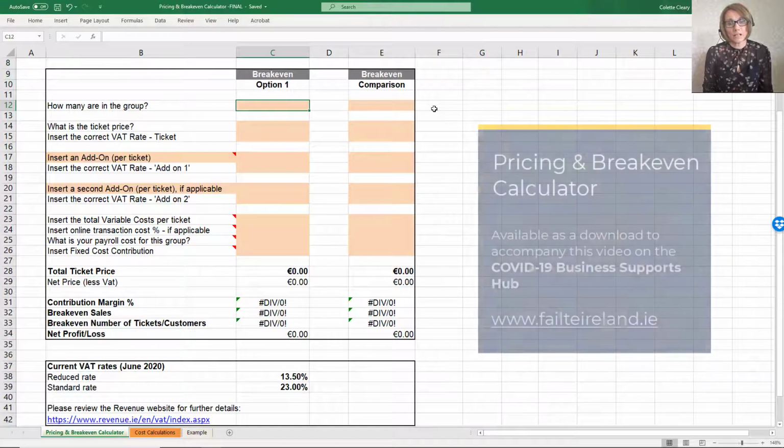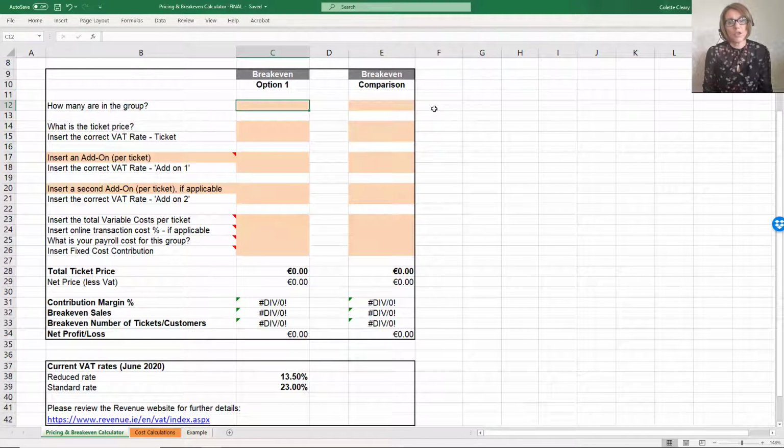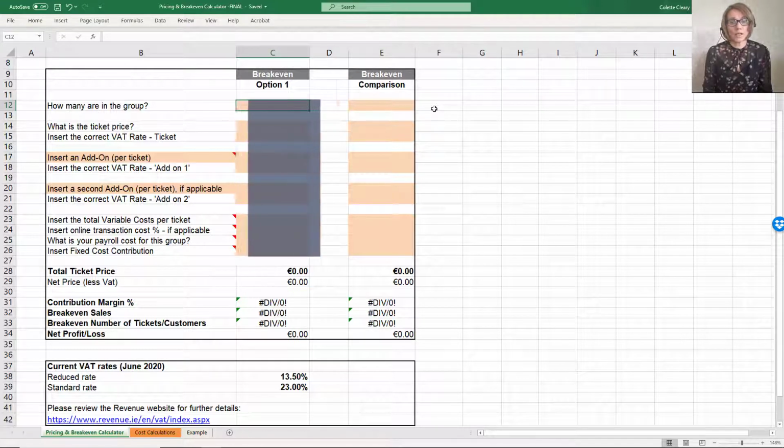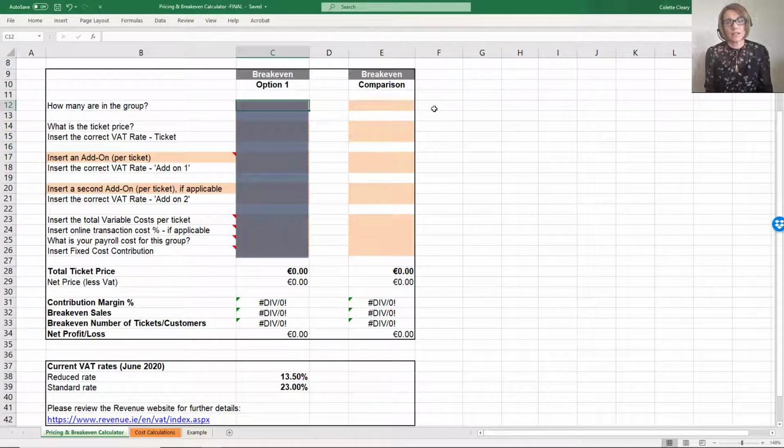The pricing and break-even calculator is located here. Only populate the orange cells. There are 2 columns, option 1 and comparison. These will allow you to directly compare 2 scenarios, which will be helpful if you are working out the size of a group and different pricing options. Complete the questions as follows in this column. In advance of completing this, if you are unsure of the total variable costs, you can compute these using the Cost Calculations tab.